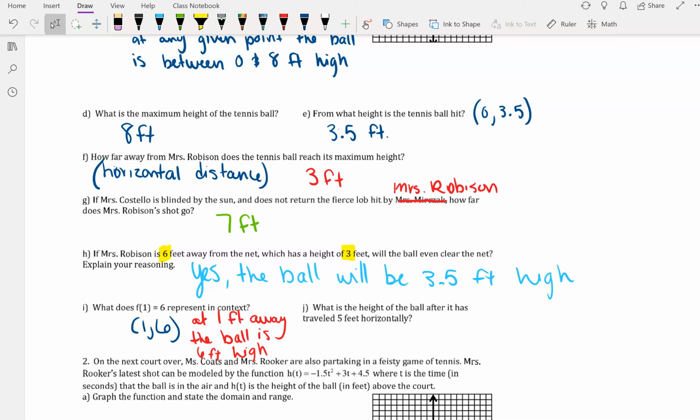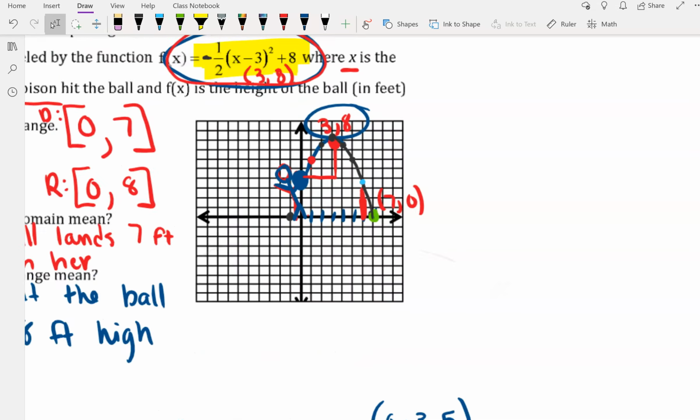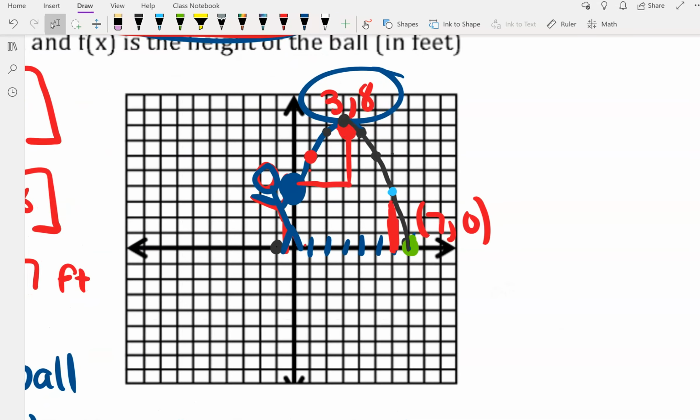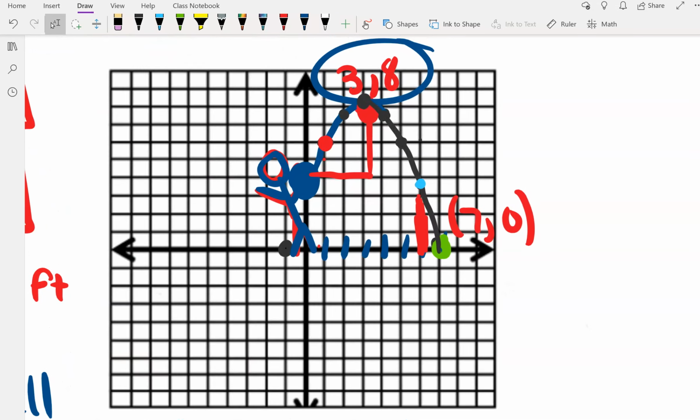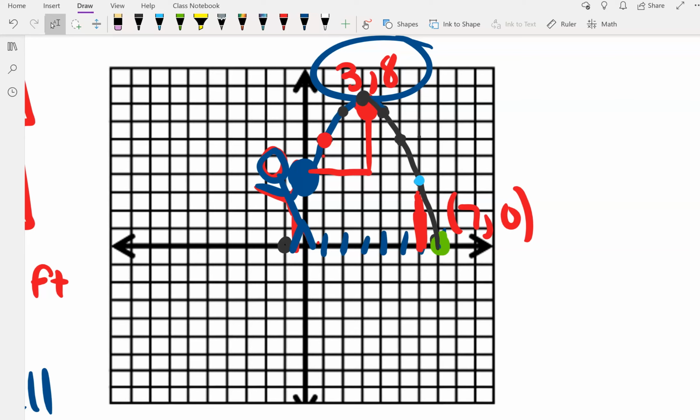All right, last one for this problem. What is the height of the ball after it has traveled 5 feet horizontally? So try this one on your own really quick. Look at the picture and see how high the ball would be once it's gone 5 feet horizontally. Just pause the video really quick and then I'll tell you the answer.